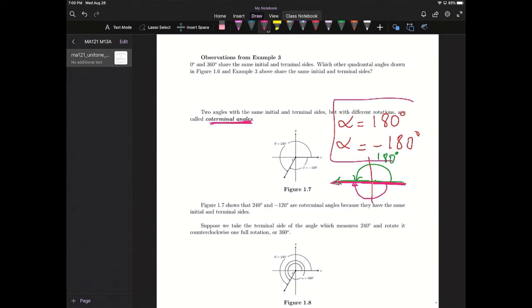So negative 180 and positive 180 is what we call coterminal angles. They have the initial and terminal sides exactly in the same position, but they are not the same angles, right? They are different angles. It just happens that in standard position, the location of both is the same.